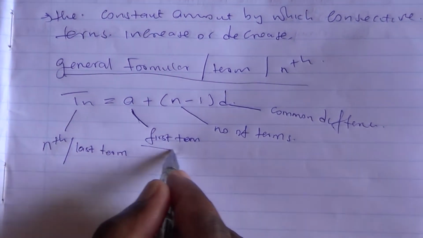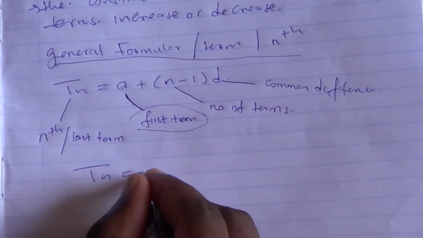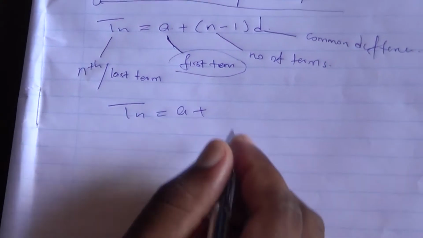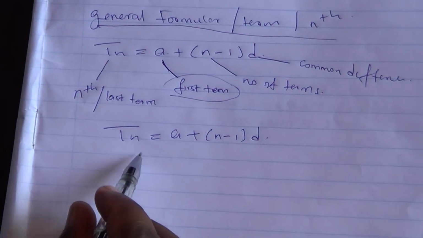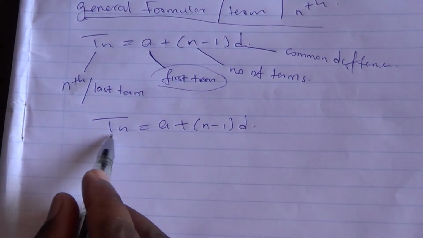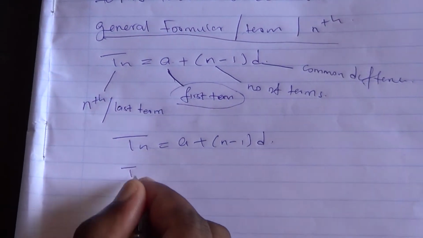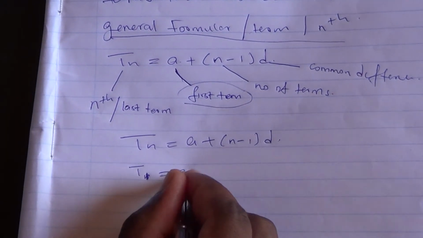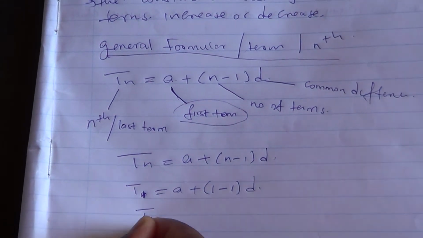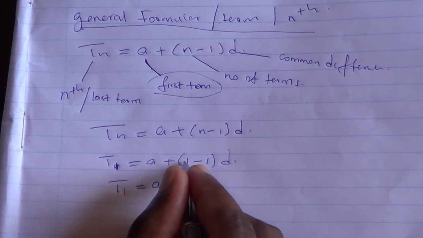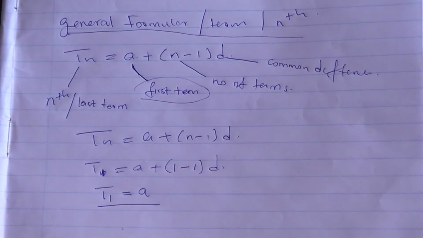Now let's focus here. Why is the first term a? Let's take our general term, Tn = a + (n - 1)d. We want to check term number 1. Where there is n, I'm going to replace it with 1. It's going to be T1 = a + (1 - 1)d. 1 minus 1 is 0, and any number times 0 is 0. That's why T1 is a.